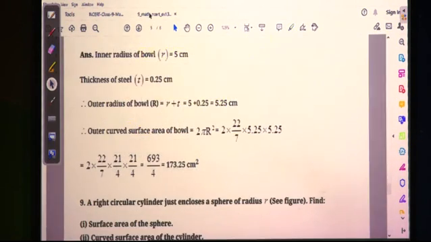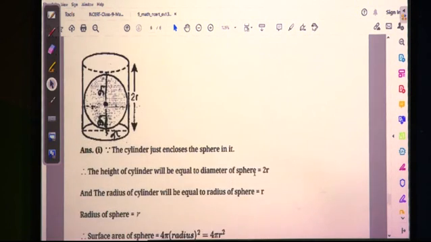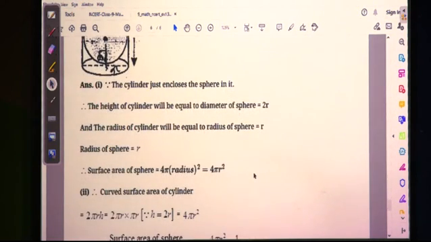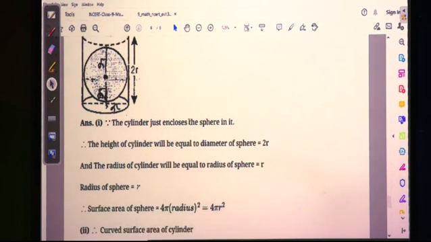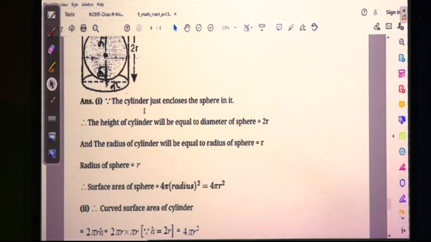Let us switch to the solution to see this. Now, we can see here the figure shows the same figure. So, what is it? 2 times r is the height of the cylinder, and the radius of the cylinder and radius of the sphere are equal. Let us proceed further to see how it is solved.